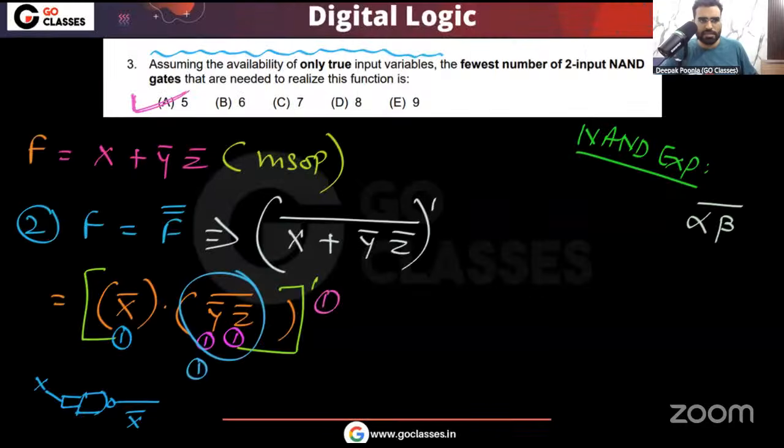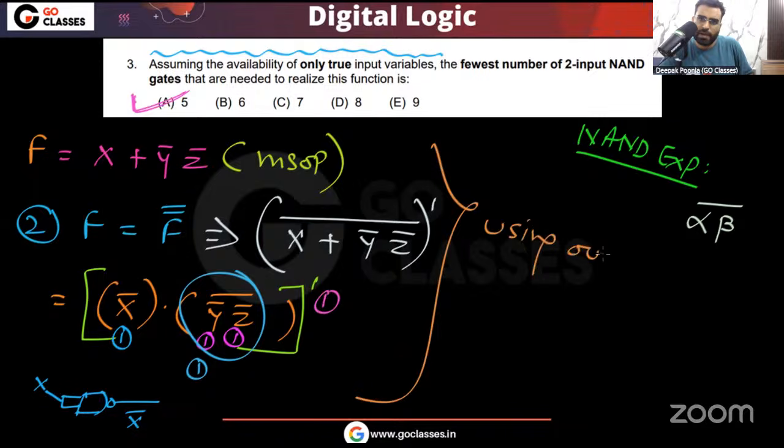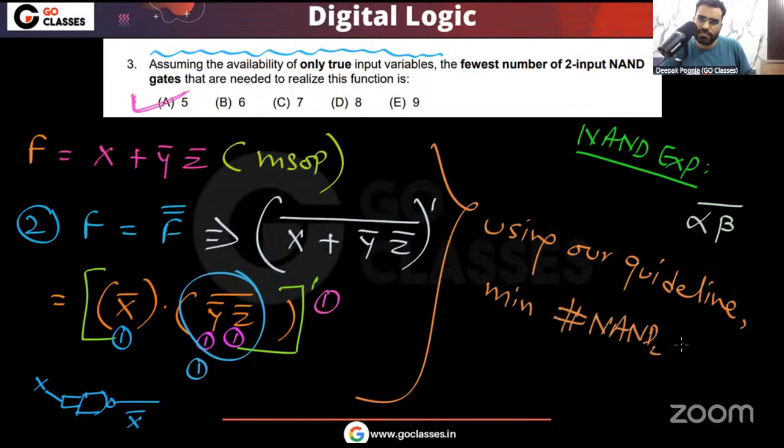So here, the answer we got is 5 NAND gates, 5 two input NAND gates. But can we do something smart here? Let's check. Here, using the guidelines, this is the answer we got. Using our guidelines, we got the minimum number of 2 input NAND gates required, that is 5.